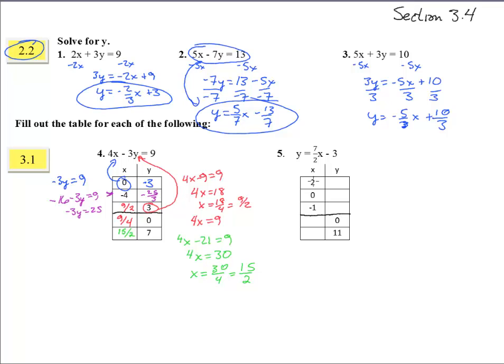We're going to do the same thing. We're going to take 2, stick it right up in there for x, and we get y equals 7 halves times 2 is 7 minus 3. That's 4. We stick in a 0. Stick in 0 there, and we get y equals negative 3. Oh yeah, that's the y-intercept, which is found right there.